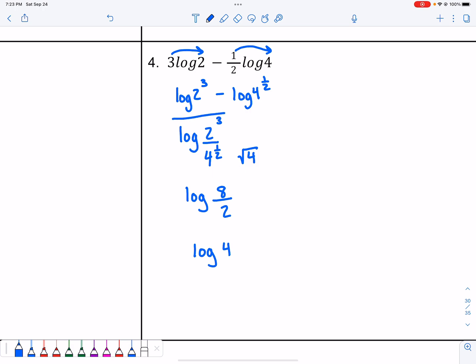So again, they could leave it just as it is, or they could reduce it. It just depends on the question. All right, so that's it for log properties.